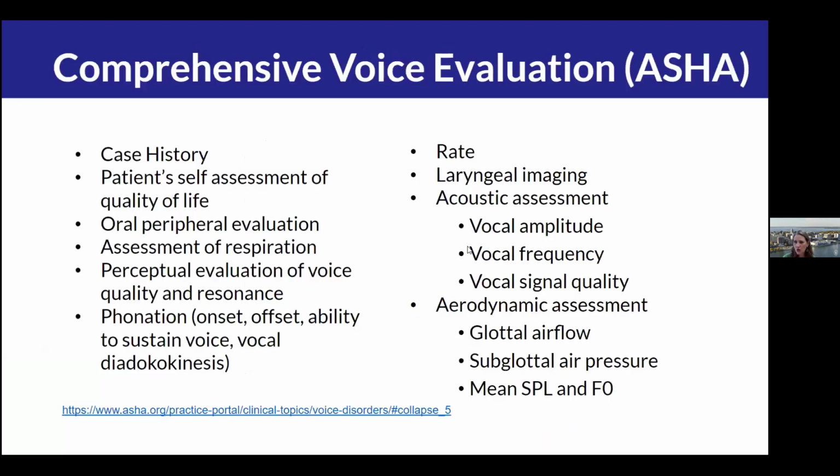I'm going to just quickly go over this, from ASHA's Practice Portal, recommendations for a comprehensive voice evaluation. So these are the recommendations for all the things that are assessed in a voice clinic setting. And I'm going to talk through what all these assessments are and which ones you might actually be able to do in a school setting for characterizing the disorder, looking at stimulability for change, and looking at eligibility.